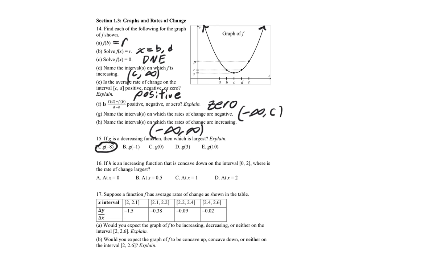16 asks, if h is an increasing function that is concave down on the interval 0 to 2, where is the rate of change largest? Since the graph is concave down on the interval 0 to 2, and rates of change for concave down intervals decrease from left to right, the rate of change must be largest at the left endpoint of the interval. Therefore, our answer here would be A.